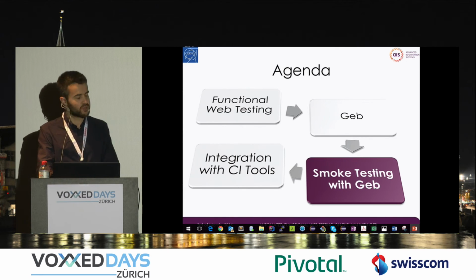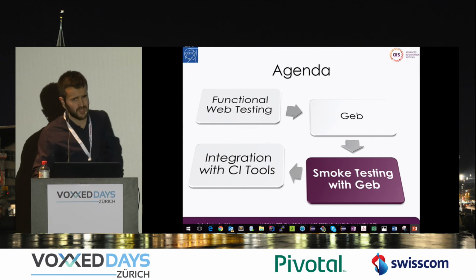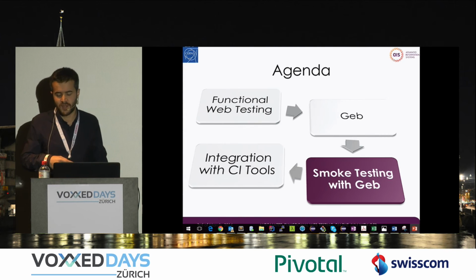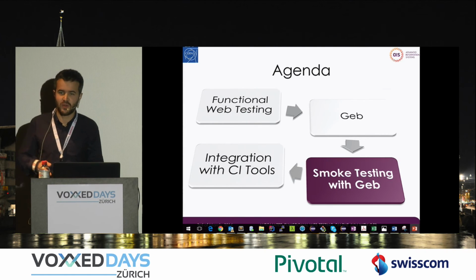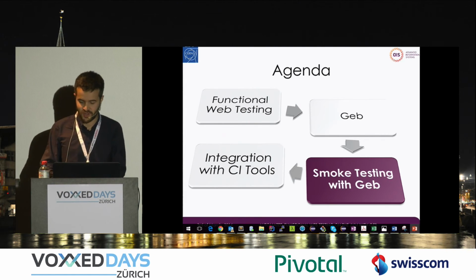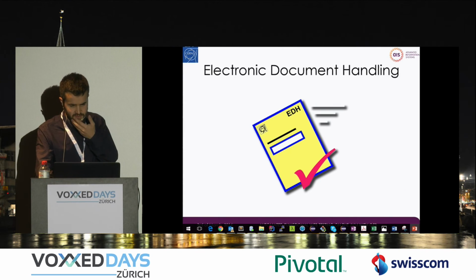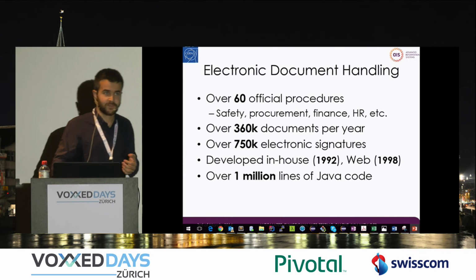And now I'll briefly show you how we, at CERN, use it. One of the applications I've been working on is called EDH. We've been using JVM to do smoke testing to make sure we don't deploy catastrophic failures to our mission-critical application. It's called EDH, electronic document handling.